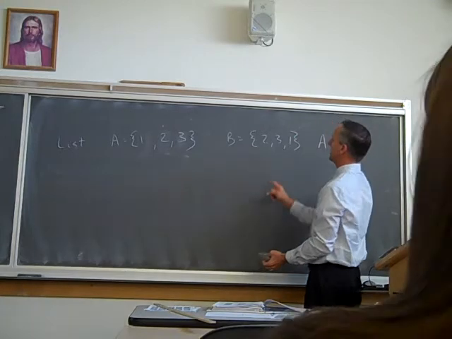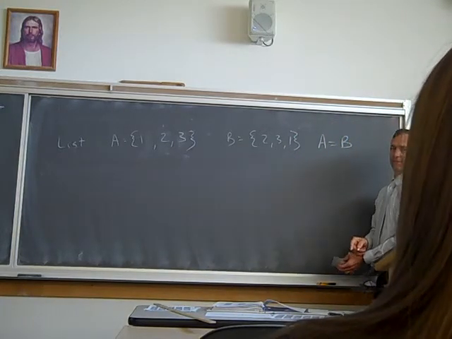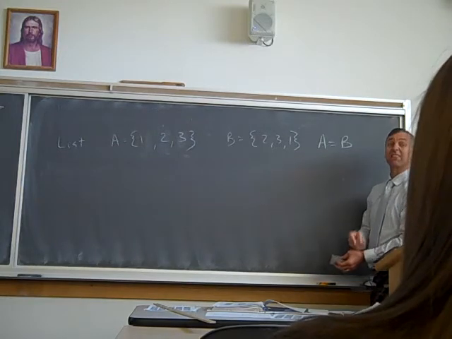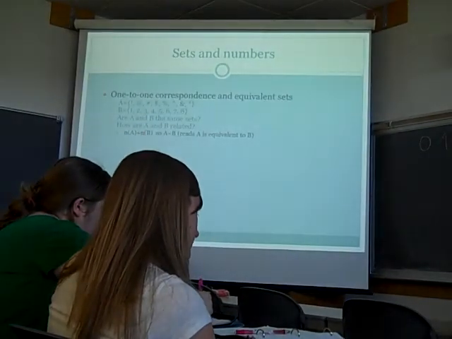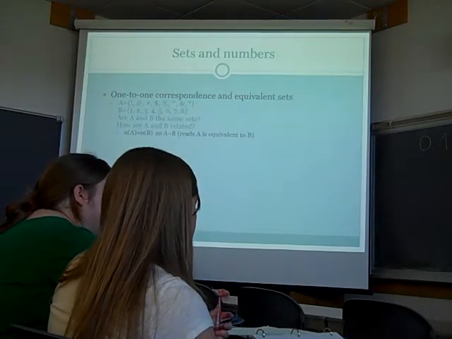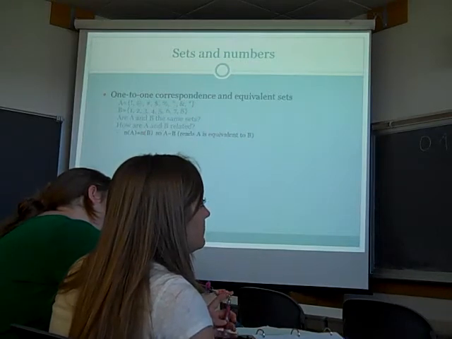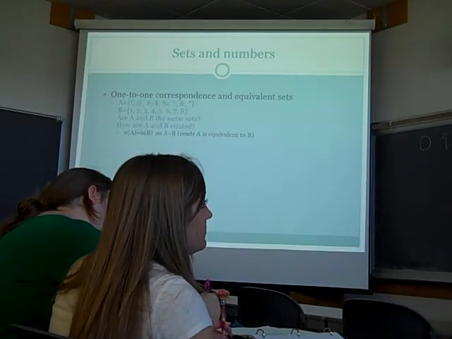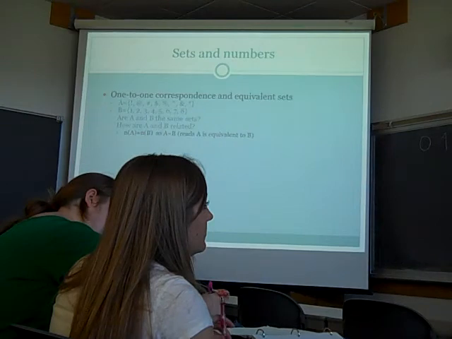If A is 1, 2, and 3, and B is 2, 3, 1, we say they're equal sets. So as long as they have the same numbers in them, it doesn't matter. They have the very same elements. They don't have to be numbers. It could be anything. As long as the elements in them are the same, they're equal sets. It doesn't matter the order. If they have the same number of things in them, they are equivalent sets. So every pair of sets that are equal are also equivalent, because if they have the very same elements, they will have the same number of elements.